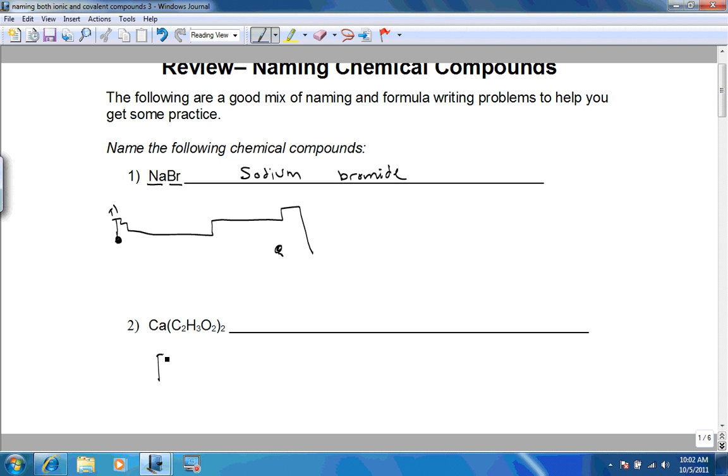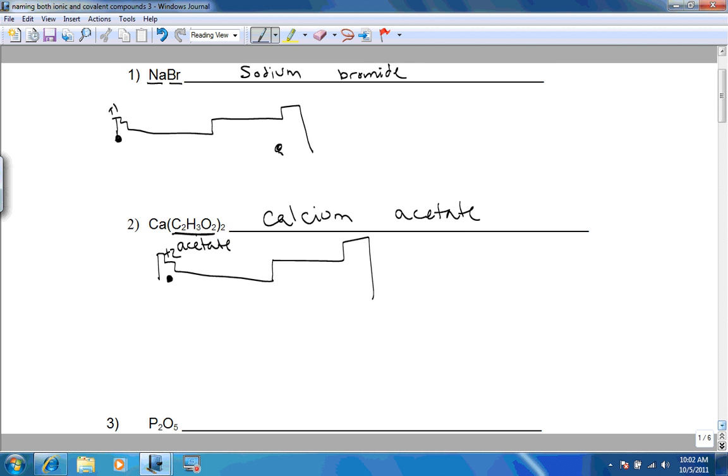Okay, so number 2. Ca(C2H3O2)2. Ca is here, and C2H3O2 is acetate, which means that we have calcium with a polyatomic ion, which means it's going to be an ionic naming. So that means we're going to name the cation and then the anion. So the cation is calcium, and the anion is acetate. By looking at the periodic table, you can tell that calcium is a +2, which means that you do not need to have a Roman numeral there to determine the charge.